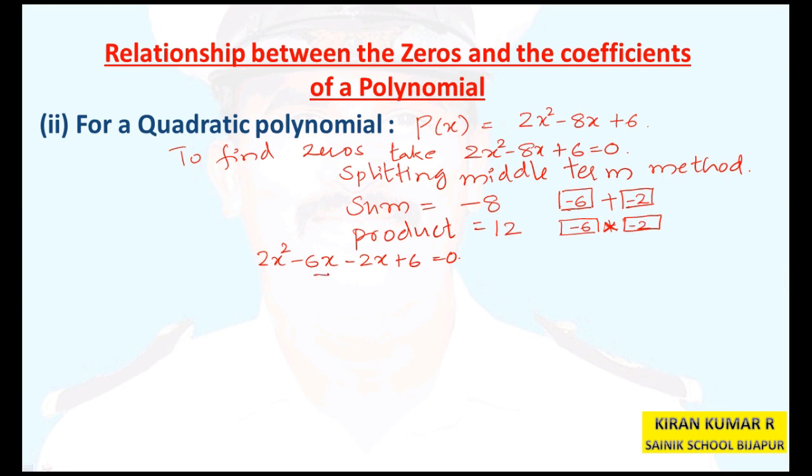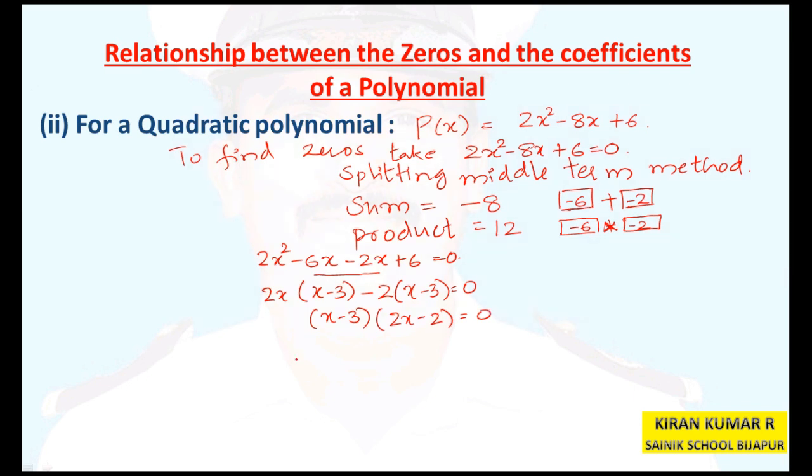I have split the middle term. Minus 8x I have split into minus 6 and minus 2. In the first two terms we have 2x common, we get x minus 3. In the next two terms I have minus 2 common, we get x minus 3 equal to 0. Now we have x minus 3 as common, we get 2x minus 2 which is equal to 0.